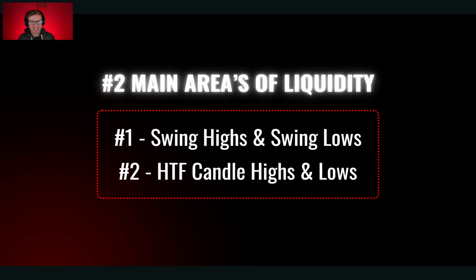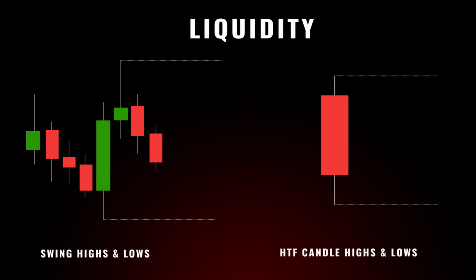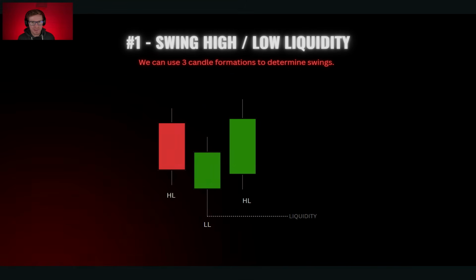By understanding where these positions are located on your chart and marking them out, you will always have a very good understanding of where to find high probability trades. Let us start with number one, identifying the swing highs and the swing low points on your chart. When identifying swing highs and swing lows, we can use a 3-candle combination.